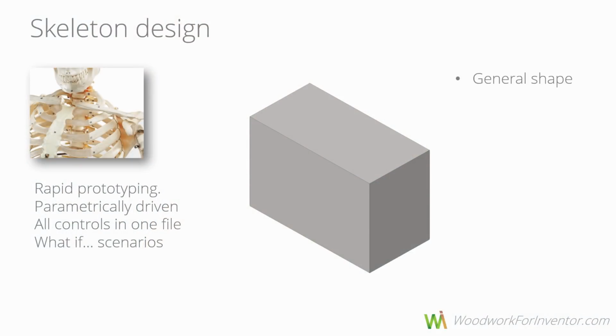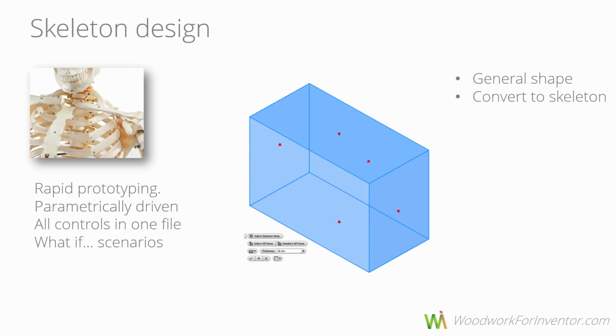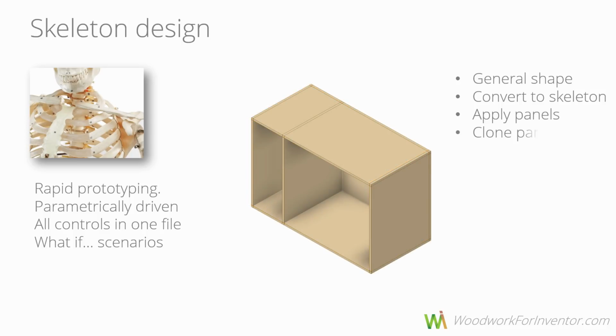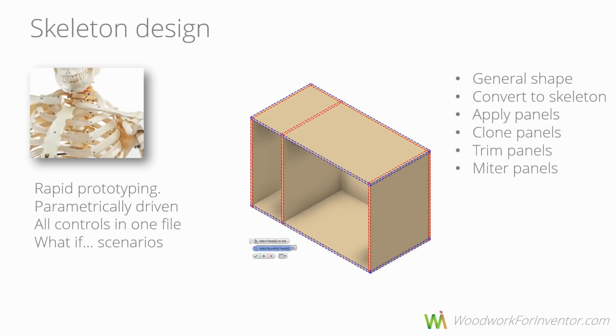As I mentioned earlier, we utilize the skeleton design approach, which basically means we start from a general shape, then we convert it to the skeleton to apply the panels. Then we can copy them or clone them, trim them, miter them, in order to get our design done. This allows you to have the model built very rapidly. It is parametrically driven. You have all the controls in one single file, and you can check many what-if scenarios. You can build maybe 10 models in order to check which of those will work best for your case. Now let's see how it happens in Woodwork.